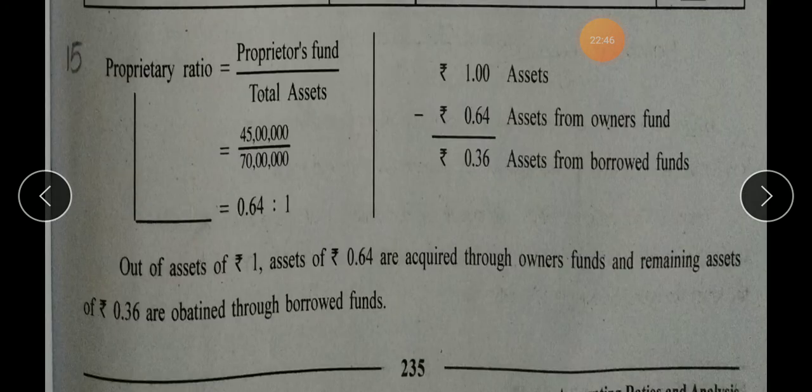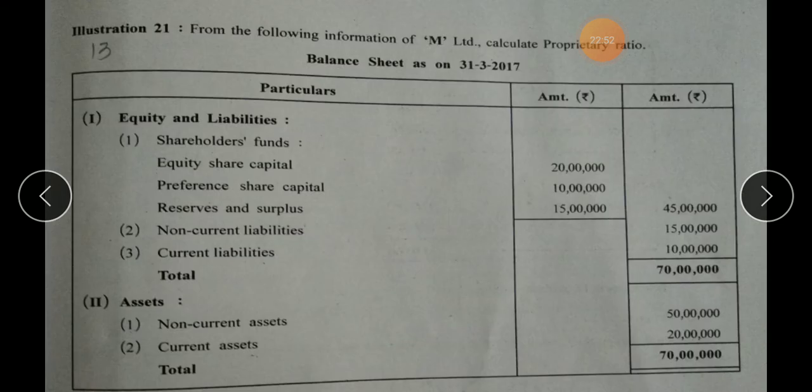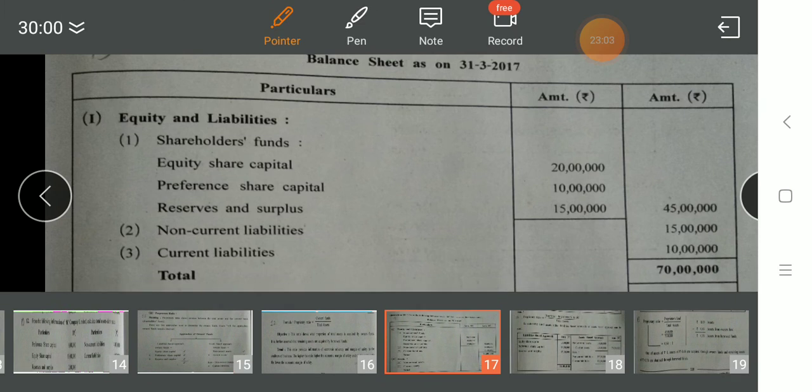Now talking about total assets. Total assets is 70 lakh, which is very clear here. In the given question, also 70 lakh assets. Yes, this is the balance sheet of the company. Yes, the balance sheet of a company is this way.